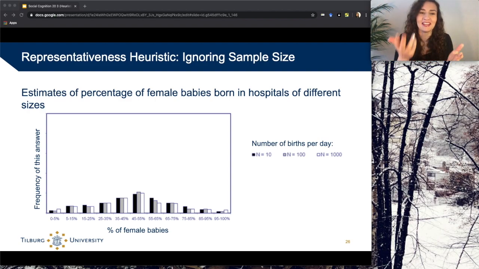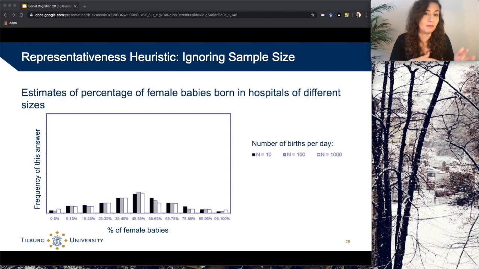So in this task, people were asked to estimate the percentage of female babies born in hospitals of different sizes. You can see hospitals are here split by whether they have about 10 births per day, 100 births per day, or 1,000 births per day, with 10 being in black bars and 100 being in white bars. The percentage of female babies in expectation should be around 50%, right? And you can see here we have a distribution.